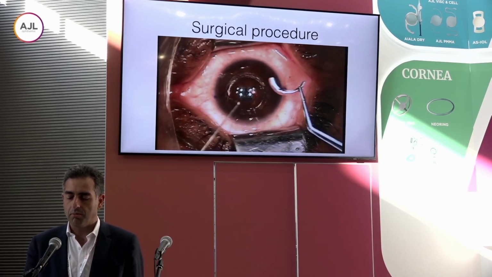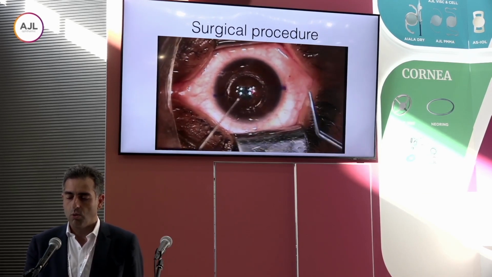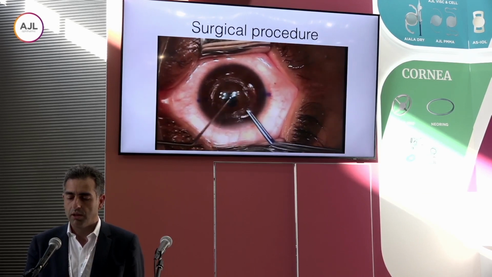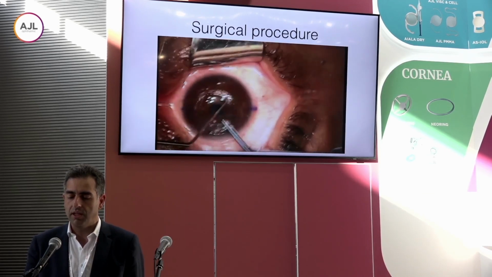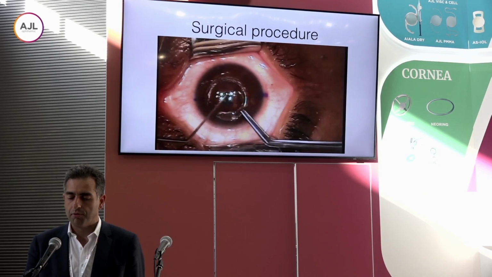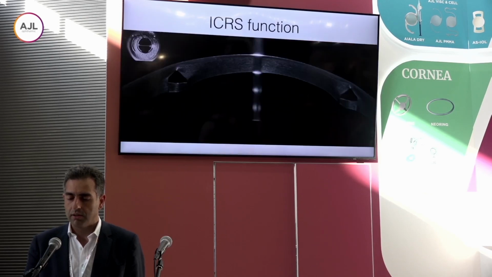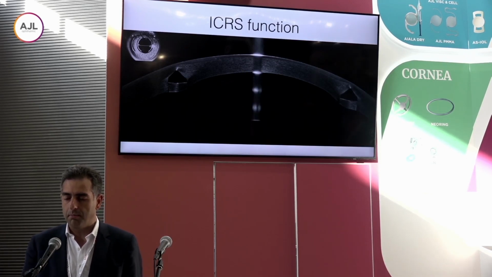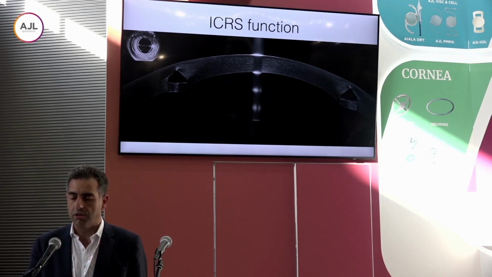Then the procedure is really easy. I have to make a small dissection, then we put the ring into the cornea, and the procedure is really easy to perform, no difficulties. And after that, in the first days or the first weeks of the cornea, we can imagine the ESCRS function.